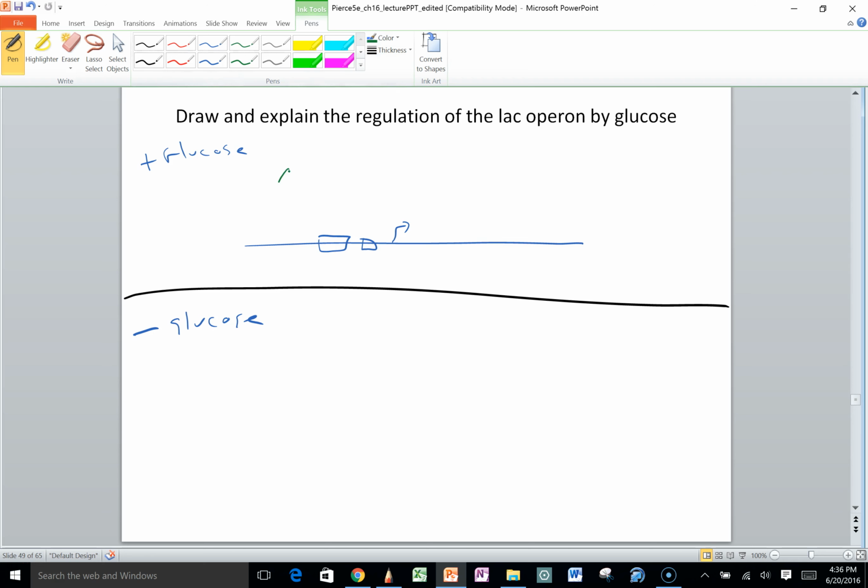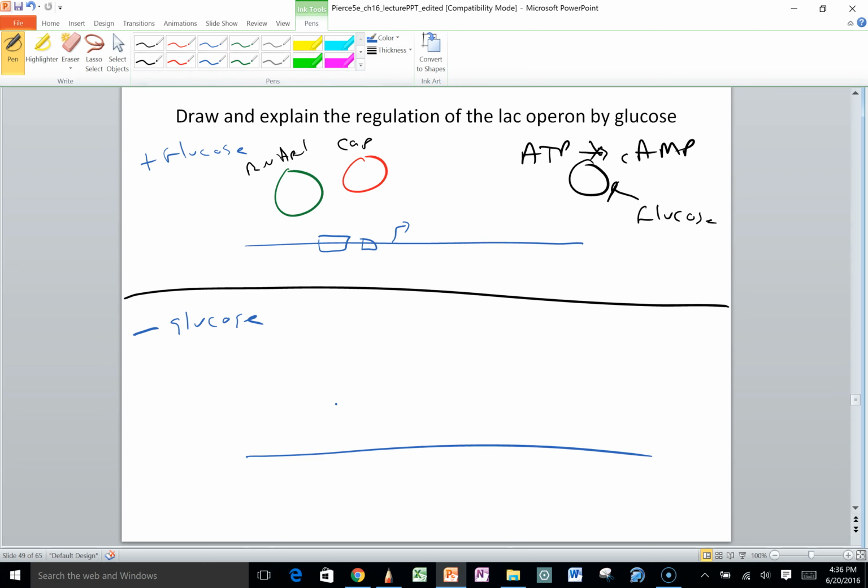So in the presence of glucose, the RNA polymerase is not bound to the promoter. Why? Because the ATP is not being converted to cyclic AMP. Why? Because glucose inhibits. So this little symbol means inhibits. No cyclic AMP, no CAP protein, so the CAP protein can't work, and RNA polymerase can't work.